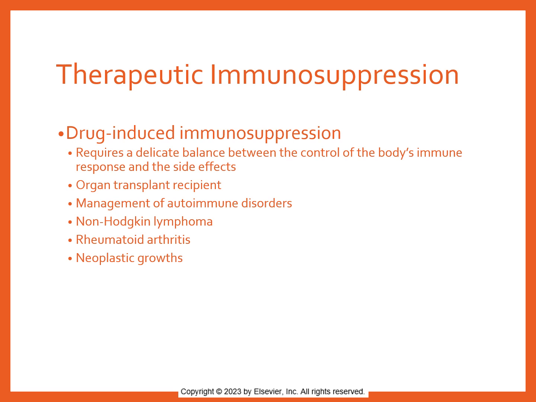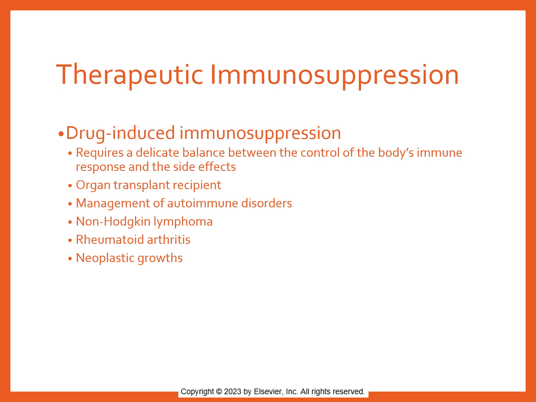A variety of disorders or conditions can be treated or controlled by medications or therapies. Some treatments can lead to chronic medical conditions or iatrogenic complications. These are considered side effects of medical treatment. Drug-induced immunosuppression is often referred to as therapeutically induced immunosuppression. This requires a delicate balance between the control of the body's immune response and the side effects. An example of an iatrogenic immune response would occur with an organ transplant recipient.